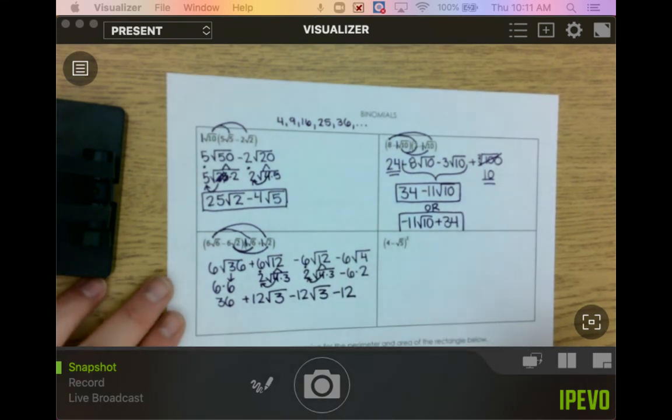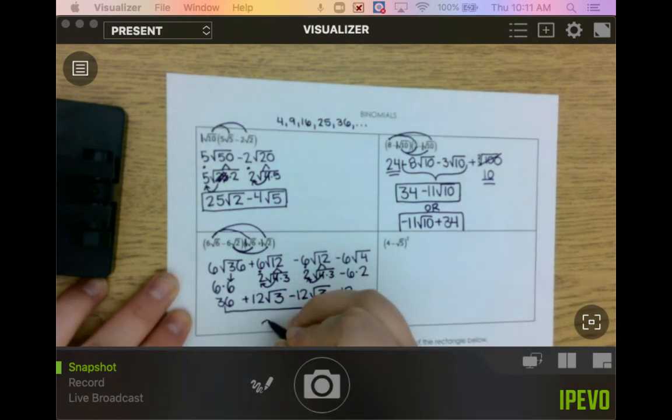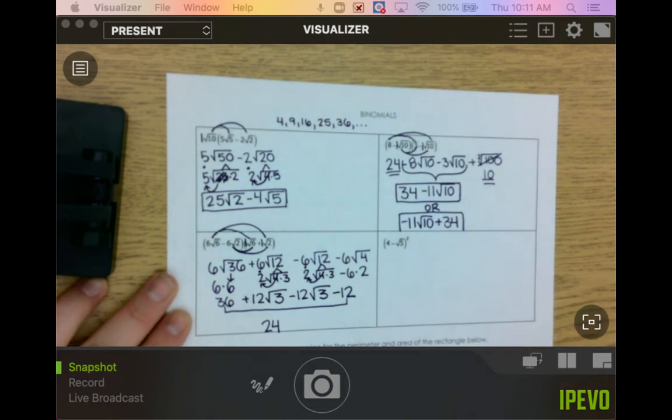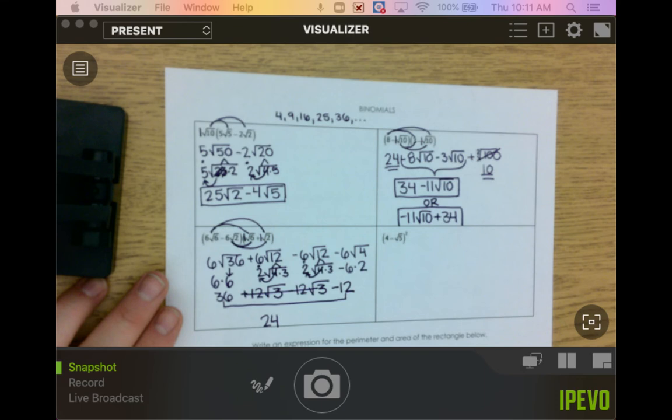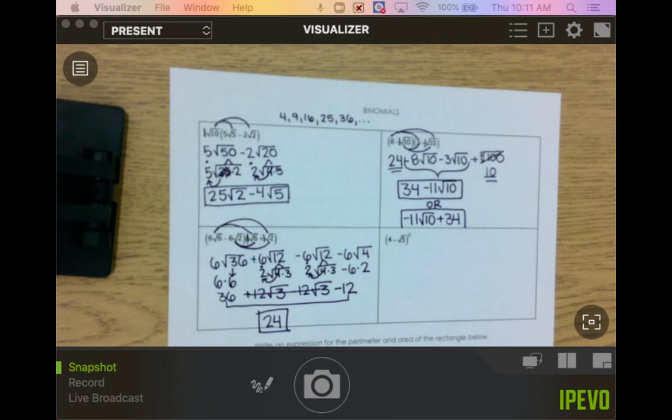Then I'm going to combine my like terms. 36 plus -12 is 24. And 12 square roots of 3 minus 12 square roots of 3 is 0. Look at that, super nice answer to that really complicated problem. Crazy to think that this is another way of saying 24.